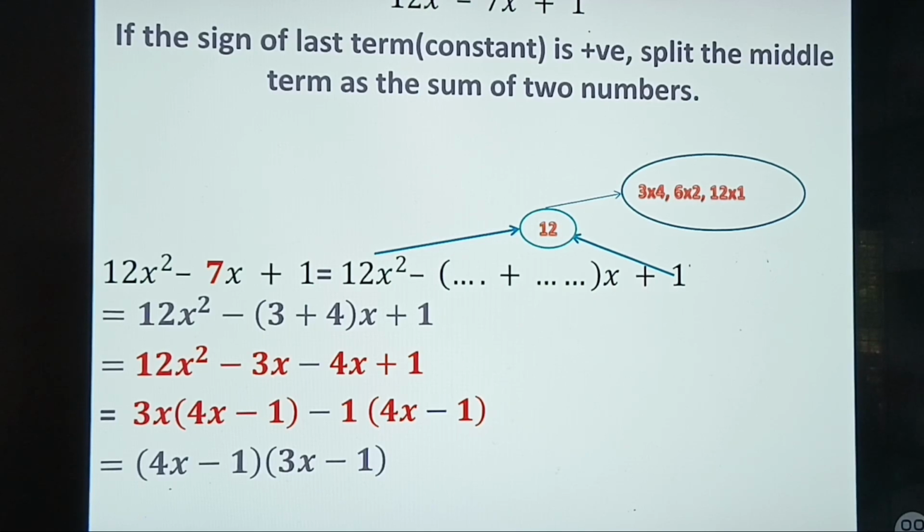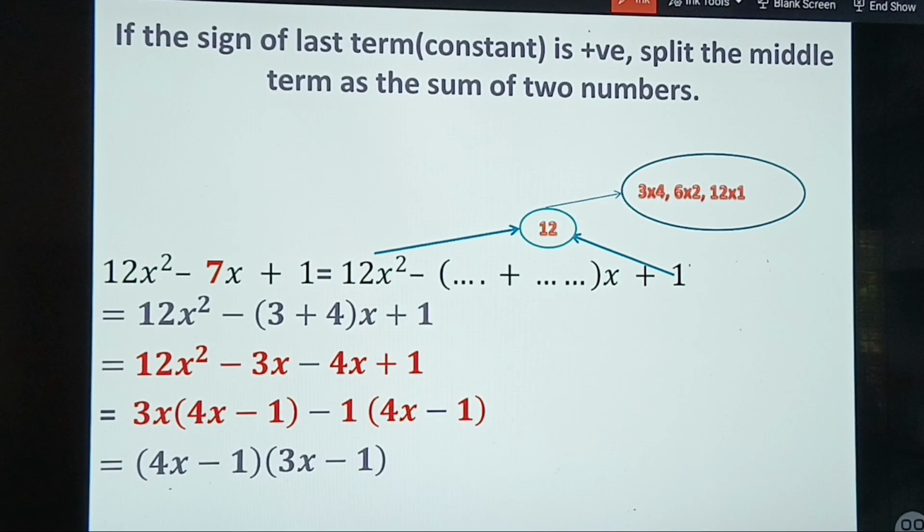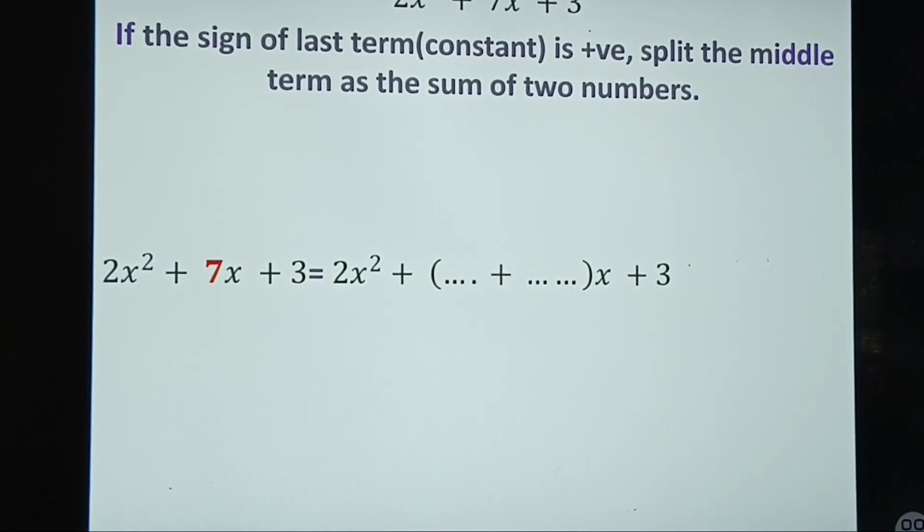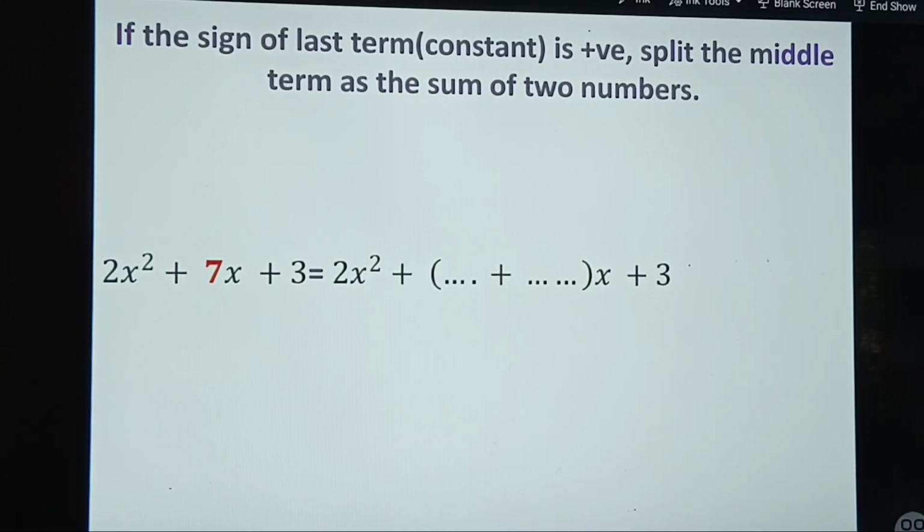Look at the constant term sign. If it is positive, you have to split the middle term as the sum of two numbers. This is a very important statement. If the sign of the last term is positive, split the middle term as the sum of two numbers. Let's continue with one more example of the same type. Here, what is the last sign? The last sign is positive.